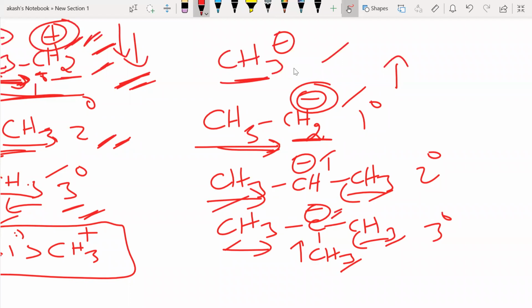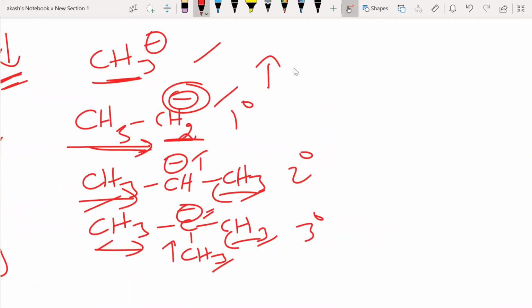Same criteria: lesser charge, more stability. Which has the least amount of charge here? Primary, sir. Primary, or before that? No, before that, only CH3. Correct. So the methyl carbanion has the minimum amount of negative charge. Then comes primary, then secondary, then tertiary. So in carbanion stability, CH3 minus is the most stable, then primary, then secondary, then tertiary.